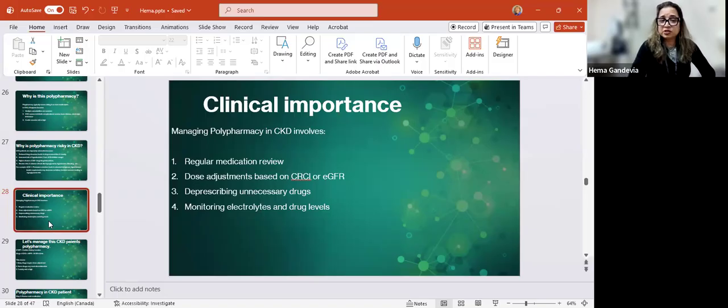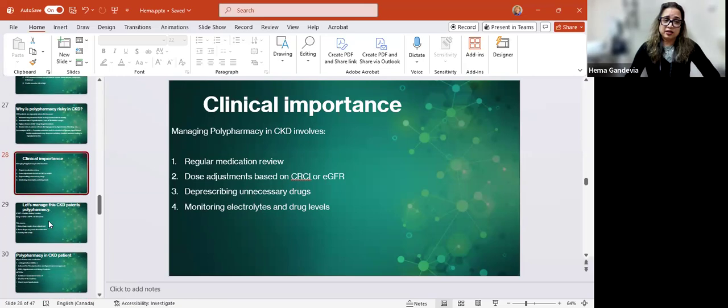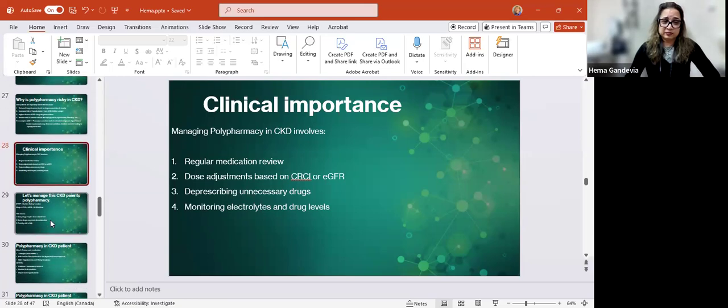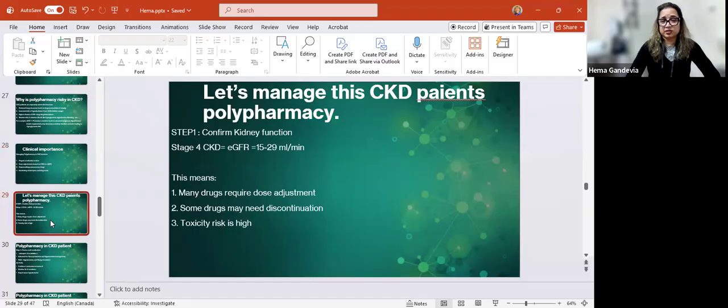Try to deprescribe unnecessary drugs. And again, monitoring electrolytes and drug levels is of prime importance for this patient.